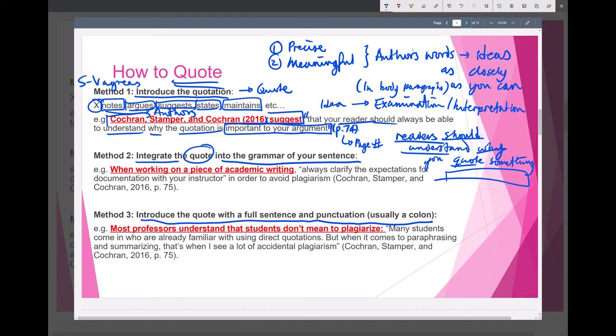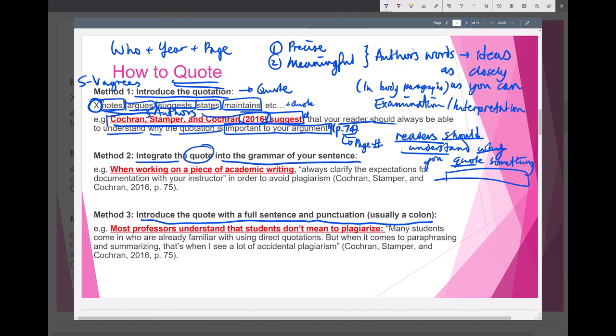And here you have the authors. So again, when you quote, you always have the who, that's the author, plus the year, that's here, 2016, plus the page. So anyone who wants to find your quote in the article can with the right page number. And that's how you introduce a quote. The first method is somebody, X, notes, argue, suggests, states, maintains something, and then you add the quote. Okay, so that's your first one.